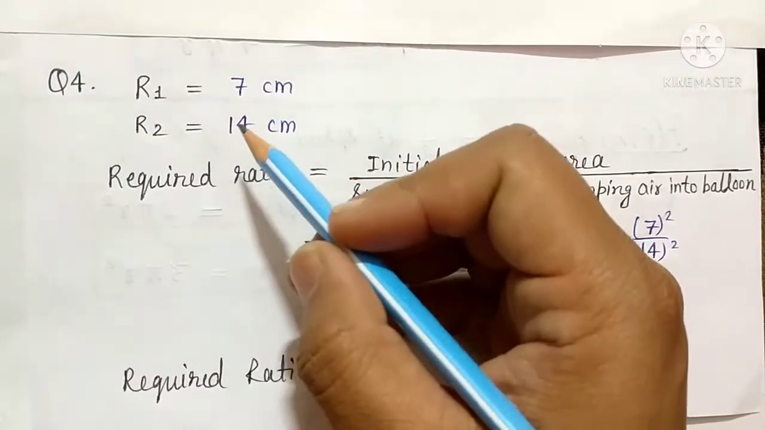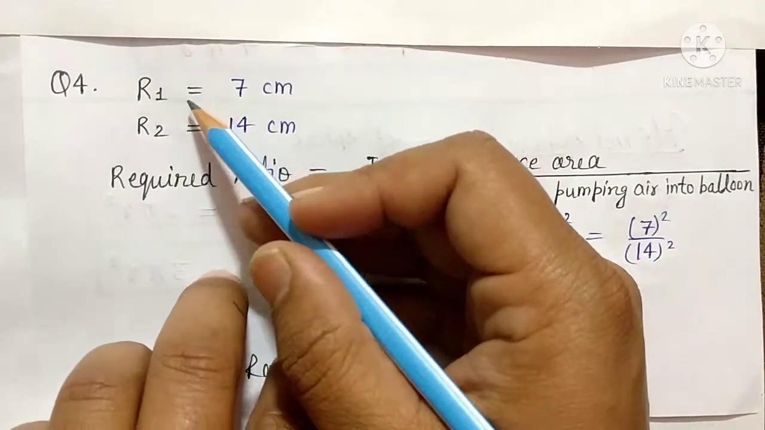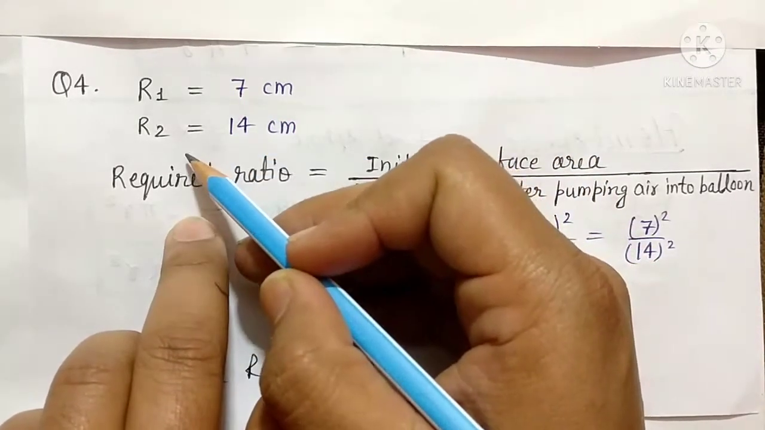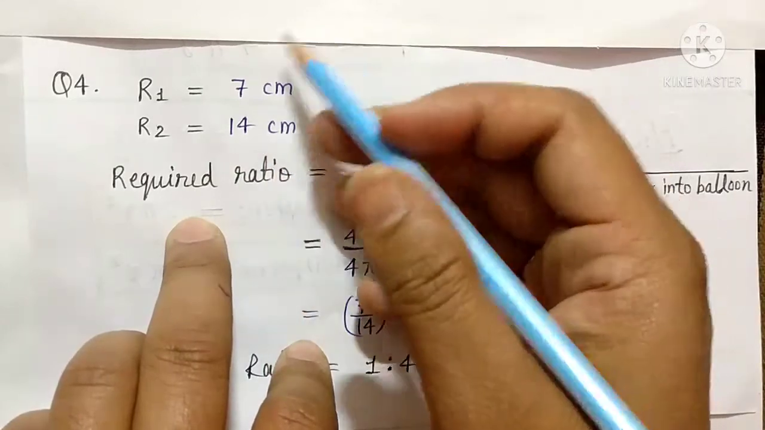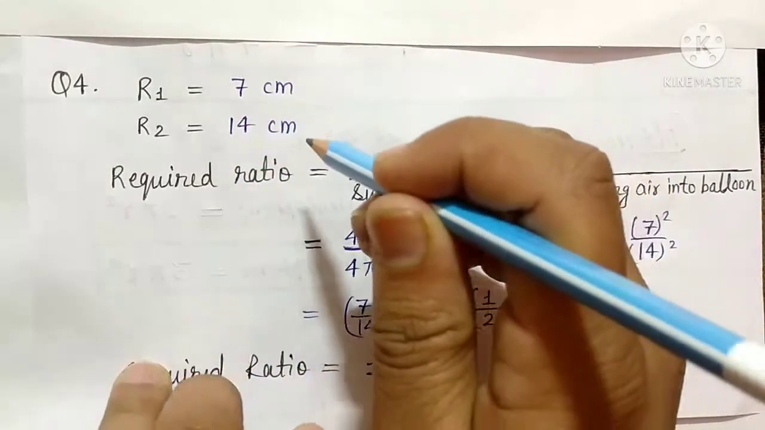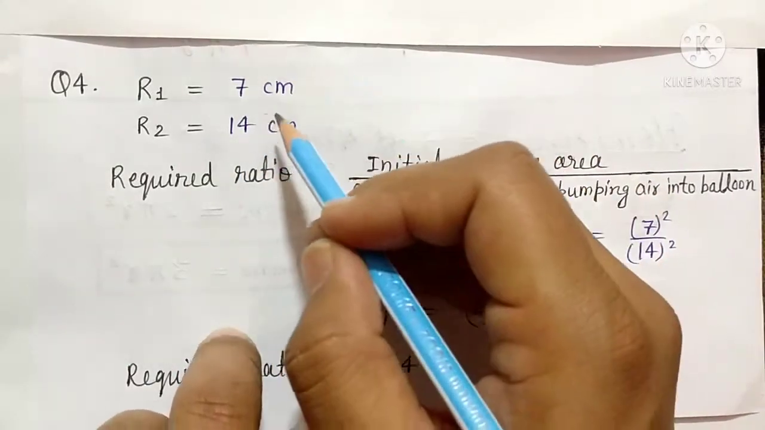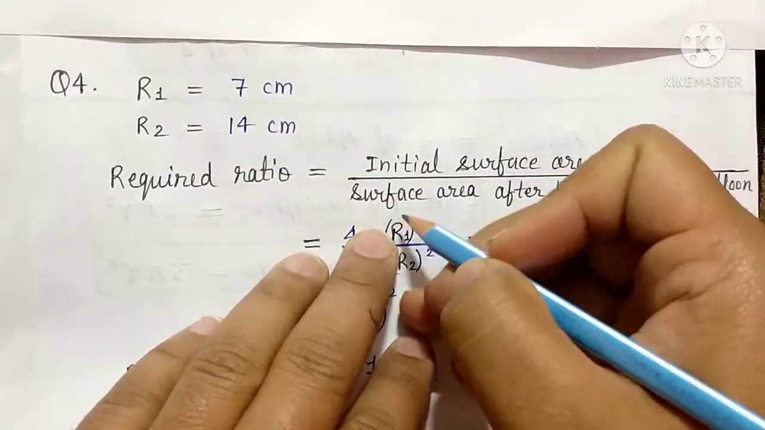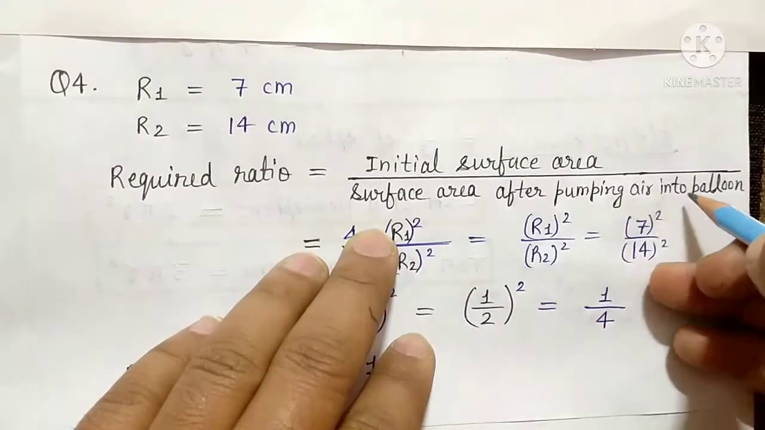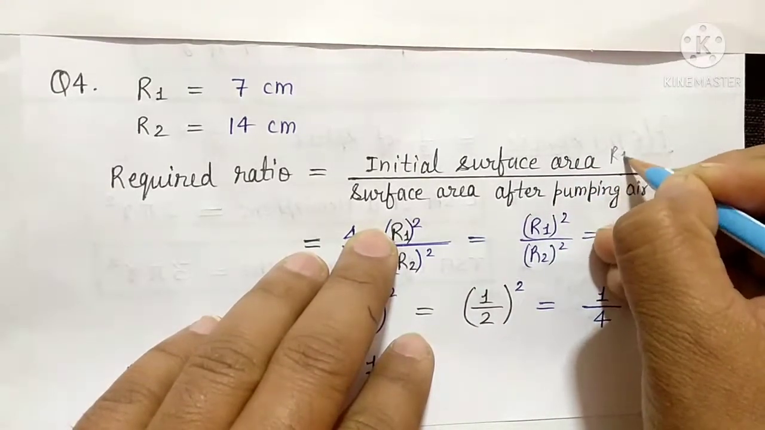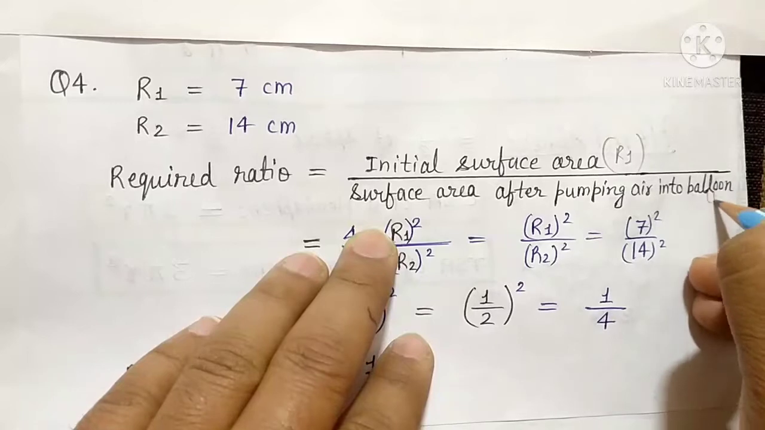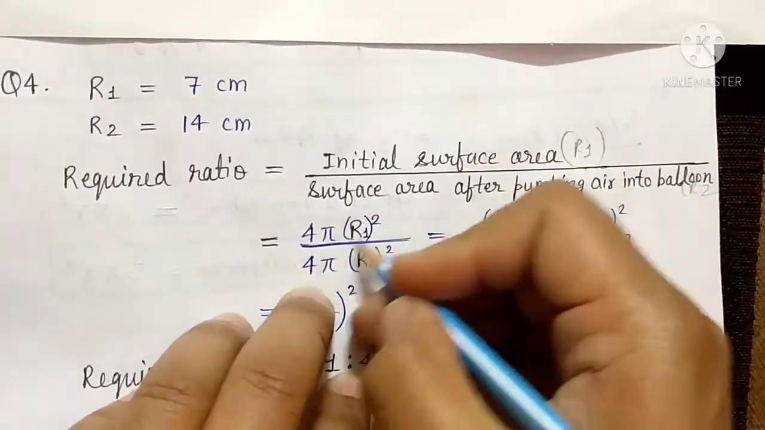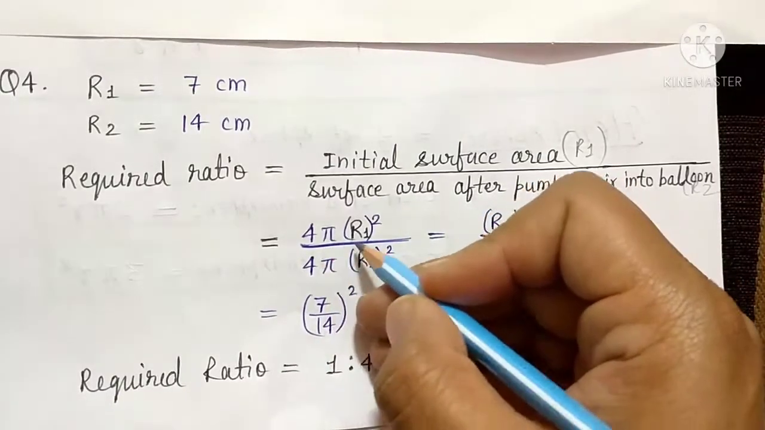So here in this question, 2 r are given. First radius before pumping air, that is 7 centimeter, and after pumping air into the balloon, its radius becomes 14 centimeter. So we have to find the surface area in both the cases. So first, the required ratio, what we have to find out? Initial surface area upon surface area after pumping air into it. It means in the upside one r1 we will use, and in the downside one we will use r2. Okay, so first put the formula, that is 4 pi r square upon 4 pi r square only. So 4 pi r1 square.